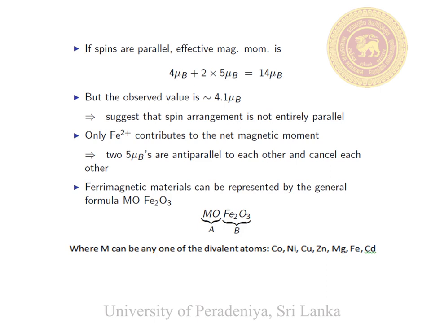The formula of ferrite can be given as MOFe2O3. Here M is a metal. It can be cobalt, nickel, copper, zinc, magnesium, iron or cadmium.